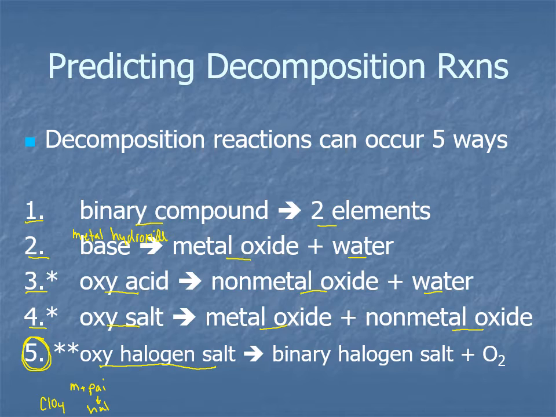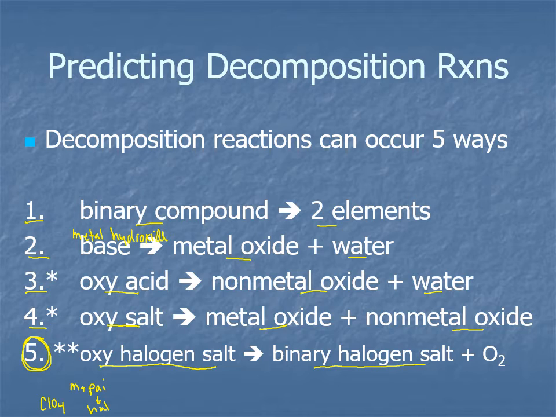Matter of fact, you only have three sets. You have the chlorine set, the iodine set, and the bromine set. So any one of those would qualify as an oxyhalogen salt. Okay, so when these break down, they do not break down like regular oxy salts. Why? Because the halogen has such a strong bond to the metal that it keeps the metal. It doesn't rearrange at all. It actually keeps the metal. And so what we end up forming is a binary halogen salt and oxygen.